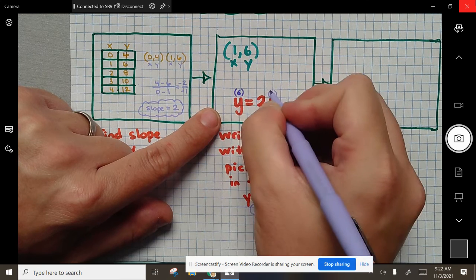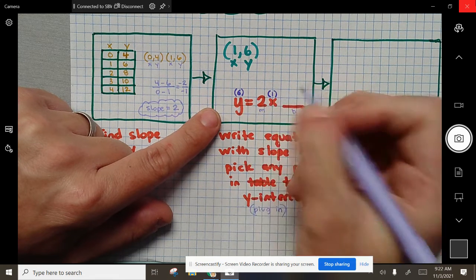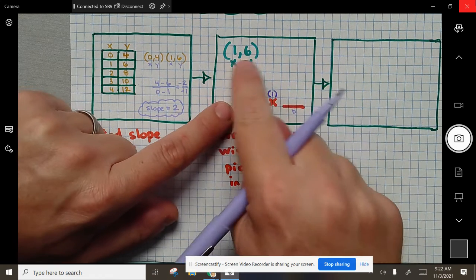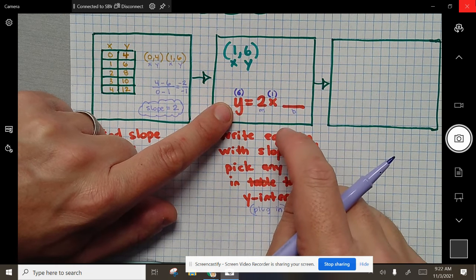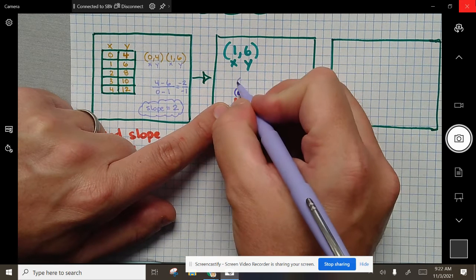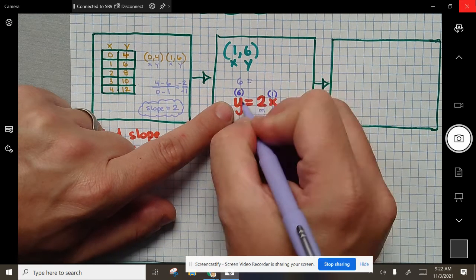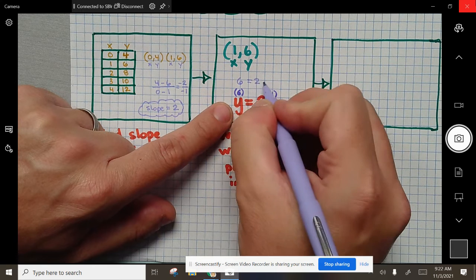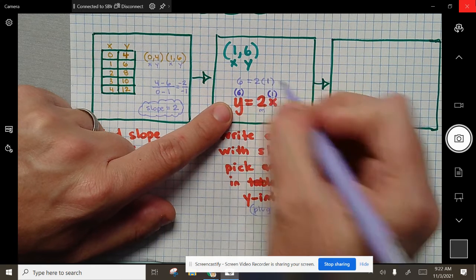Does that make sense to you guys? We know what x and y are. They're right here in the point. And now the riddle is about to try to get solved. You can do this in your head even. Does 6 equal, right? This is 6, 2 times 1.